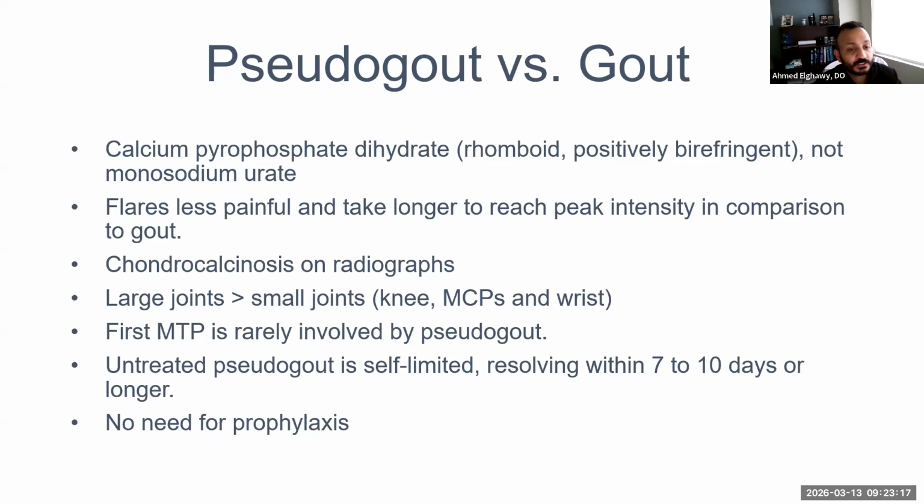As opposed to gout, where you really do need a medication to reduce the chance of developing this in the future, untreated pseudogout will usually go away on its own, and there's no prophylaxis or calcium-lowering therapy that we use. We just sort of treat the flare as it comes up.